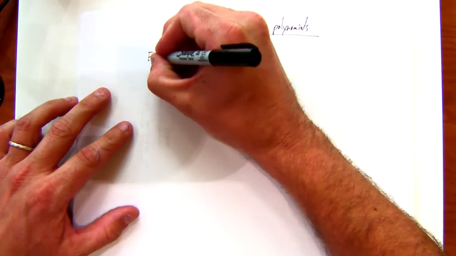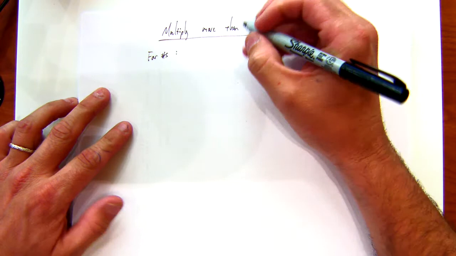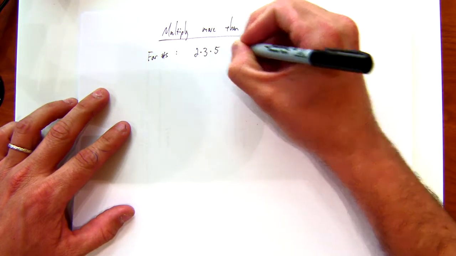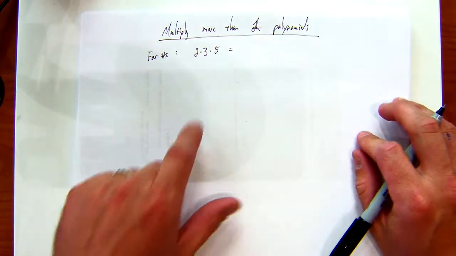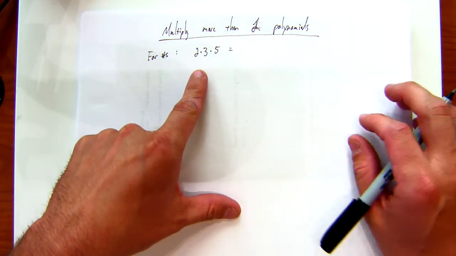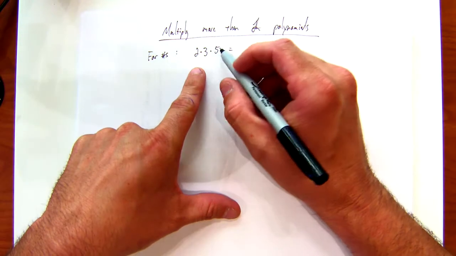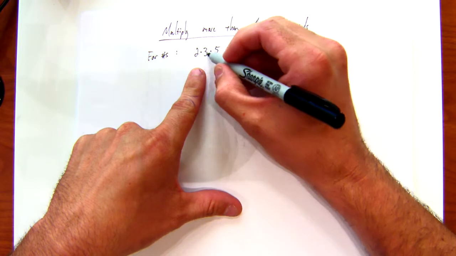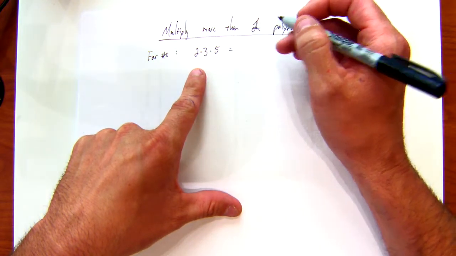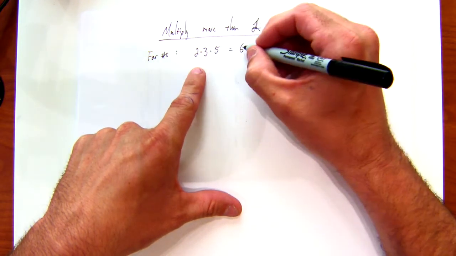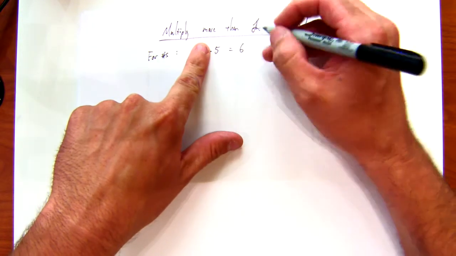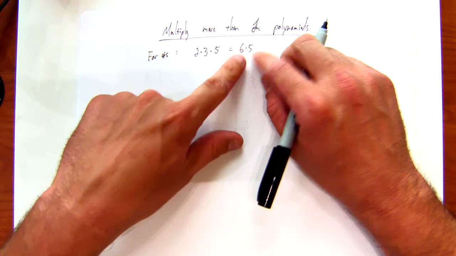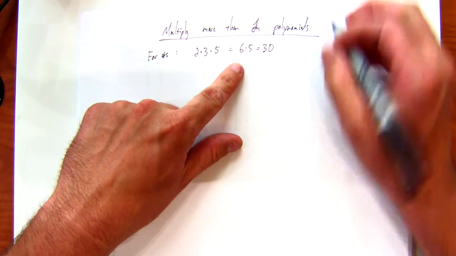So for numbers, suppose I ask you to do 2 times 3 times 5. What's one way to do that? Yeah, let's just take it a step at a time. One way to do that is first multiply the 2 and the 3 to get what? 2 times 3 gives me 6. Now this 2 times 3 still has to be multiplied by 5, so that 6 is going to be multiplied by 5. And now 6 times 5 is 30.